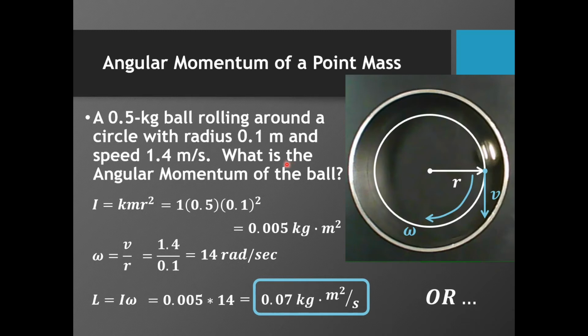Okay, so that's using the strict definition of what we usually use for angular momentum, and that's just the moment of inertia times angular velocity. Now, let's use the equation we just solved for the point mass to show that we should be getting the same thing.